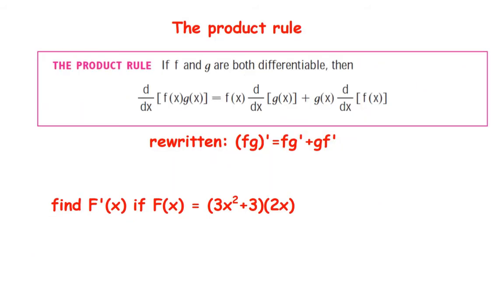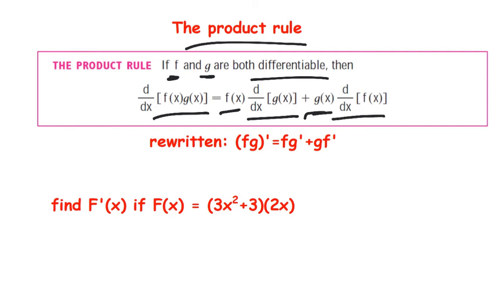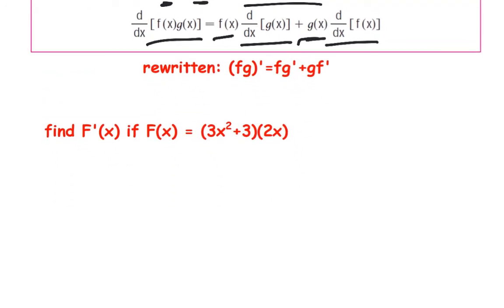The next rule we're looking at is the product rule. And what the product rule says is that we have two functions that are differentiable. Then when we find the derivative of it, we can take the first function and multiply it by the derivative of the second, and then add the second function times the derivative of the first. So just another way to write it in the different notation so you can see it.